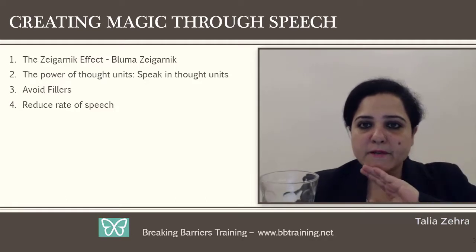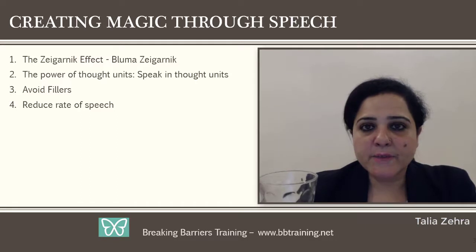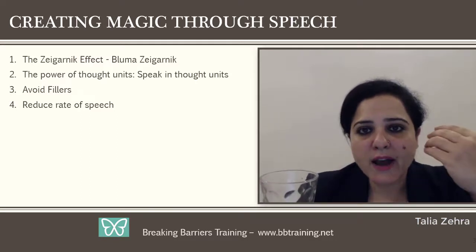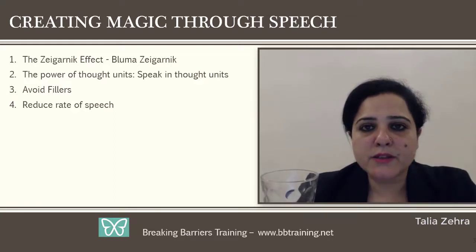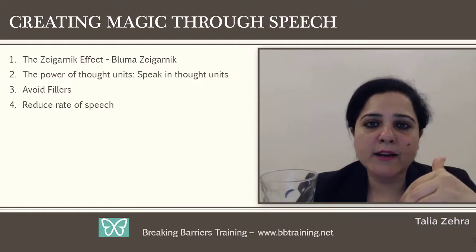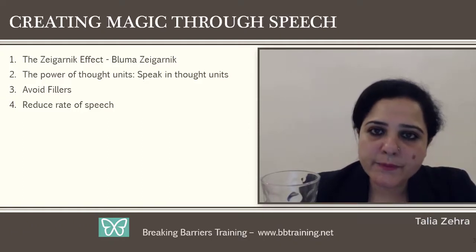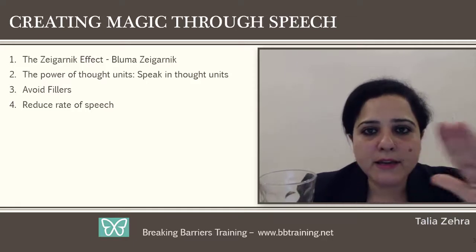So I'm speaking very fast. Now, if I'm speaking very fast, the other person will automatically lose track of what I'm speaking. And the moment the other person loses track of what I'm speaking, the person will automatically lose interest. And hence, communication will not happen clearly.